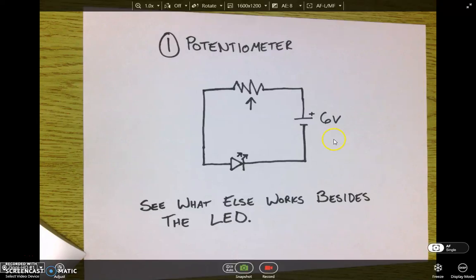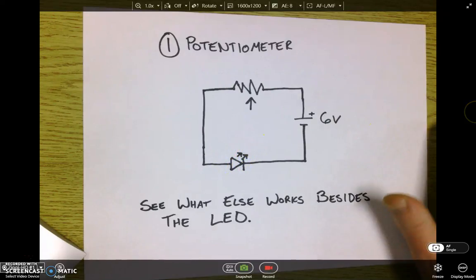Okay, so what's going on here? Well, we've got a 6-volt battery, we've got a potentiometer right here, and we've got an LED down on the bottom here because we know that symbol. Let's take a look at what that looks like.